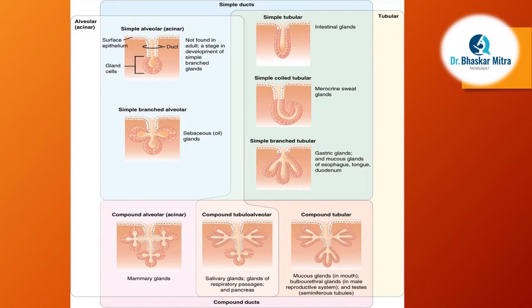When it becomes compound, there is branching in the duct system. So each one doesn't contain the same 1:1 acinus. They have multiple acini branched at the end. So this is compound. So this is a compound alveolar. This may be compound tubular alveolar. This may be compound tubular. Here we can see the hierarchical branching in these glands.